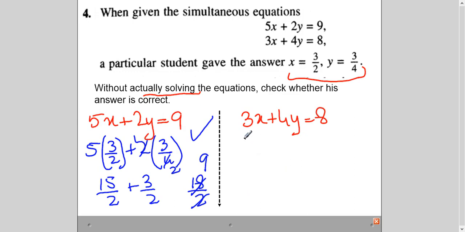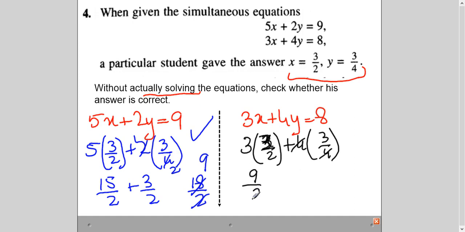Both equations, I mean. So x upon 2 and y is 3 upon 4. I will simplify and I will see what do I get. Oh, sorry, it's not x, it is 3. Sorry. So 3 3s are 9. 9 upon 2 plus 3. So is it equal to 8? It is not equal to 8, right?